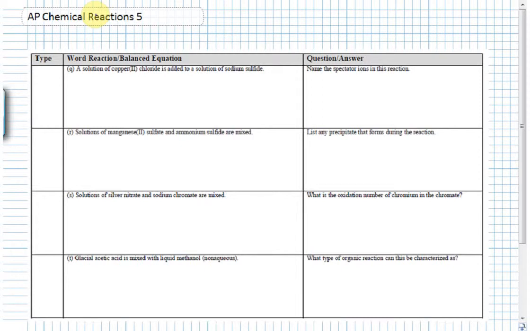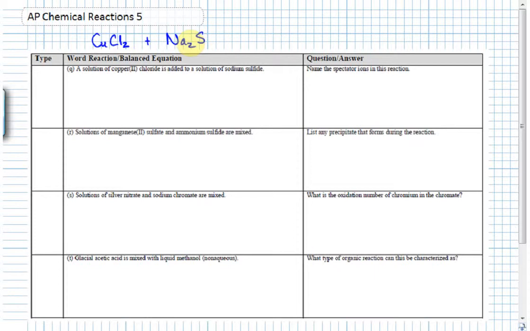A solution of copper 2 chloride is added to a solution of sodium sulfide. So what do we have? I've got two ionic compounds, copper 2 chloride. Again, that Roman numeral 2 is telling me the charge on the copper is +2, so therefore I need 2 chlorides, since each chloride is -1. Do not miss this simple stuff, formulas of ionic compounds. Added to a solution of sodium sulfide. Sodium is going to be +1. Sulfide, look at your periodic table, -2. There are two ionic compounds.